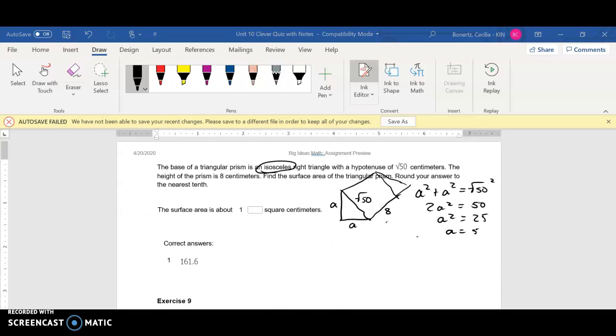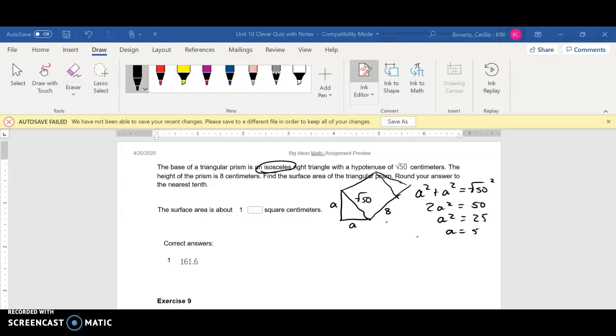The next problem is asking us to find the surface area of a triangular prism. So I tried to sketch one here. A prism has a triangle at one end and at the other end, and it has rectangles as the body in between them. So it's telling me that it's an isosceles right triangle, which tells me that these two legs are the same. So isosceles means there's two sides that are equal. And then it tells me that the height is 8, and then this hypotenuse is the square root of 50.